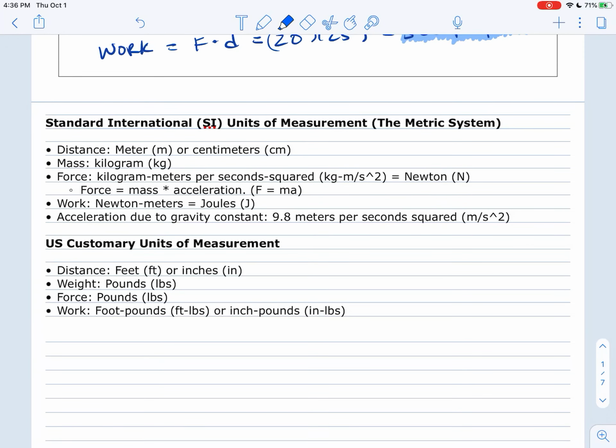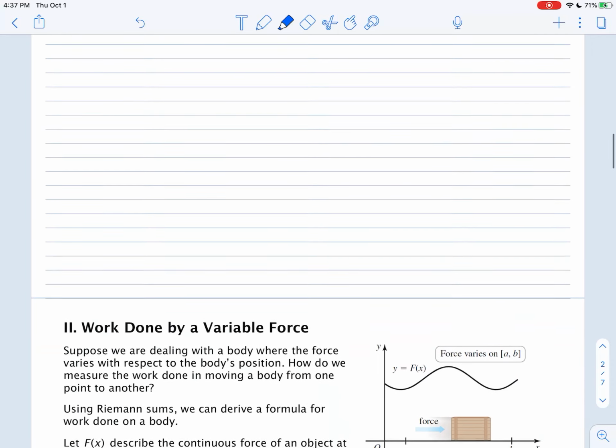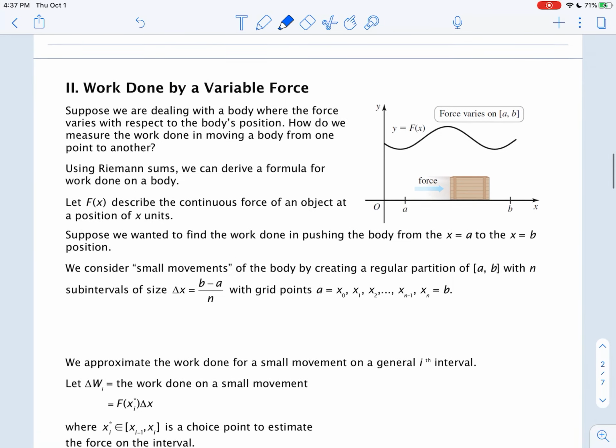All right, so make sure that you keep track of your units of measurement. I find that looking at units of measurement in various applications really helps me to solve problems. So I will continue to emphasize that.